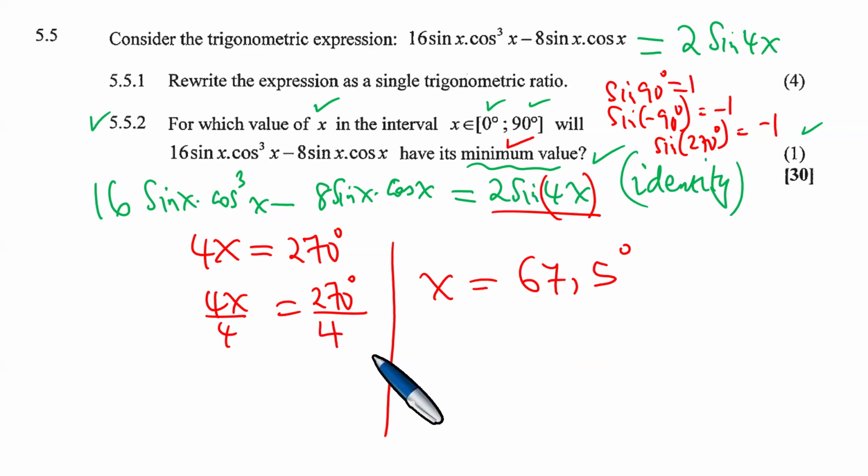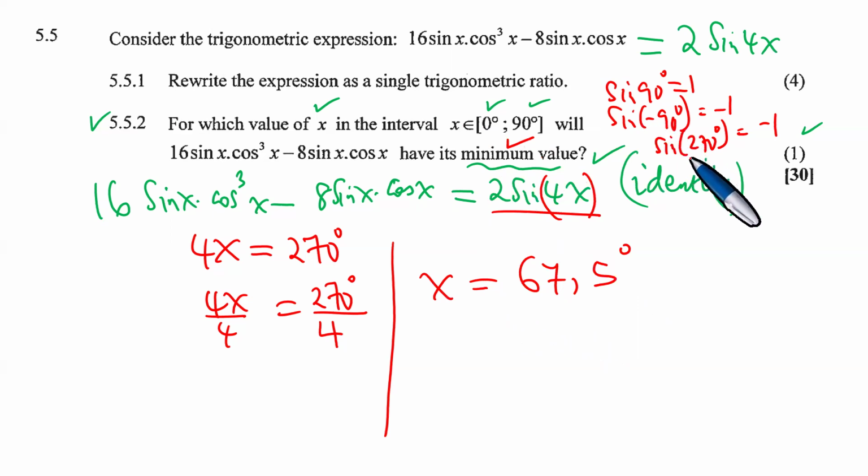Can you explain again how we got to 67.5? Yes, we got to it because the examiner is looking for the value of x. Yes, 270 is outside 90, but the x that we got is 67.5, and 67.5 is between 0 and 90. So it was a slightly tricky question because we had to look for the minimum value, and the examiner knew that students would think the minimum is at minus 90 because the sine of minus 90 is minus 1, but not only at minus 90.